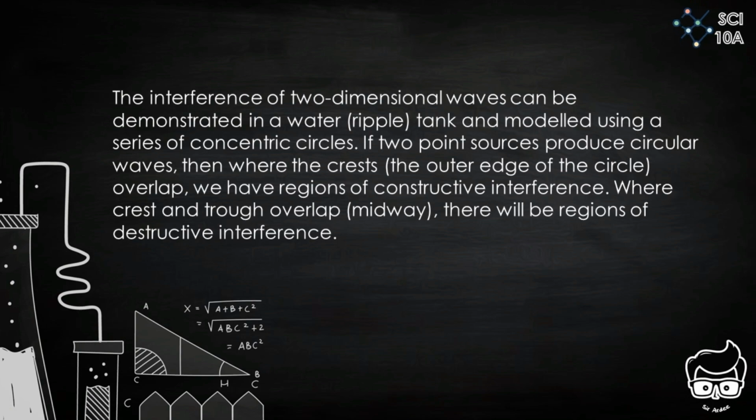The interference of two-dimensional waves can be demonstrated by a ripple in a water tank and modeled using a series of concentric circles. If two-point sources produce circular waves, then where the crests, which are the outer edges of the circles, overlap, we have regions of constructive interference. Where crest and trough overlap midway, there will be regions of destructive interference.